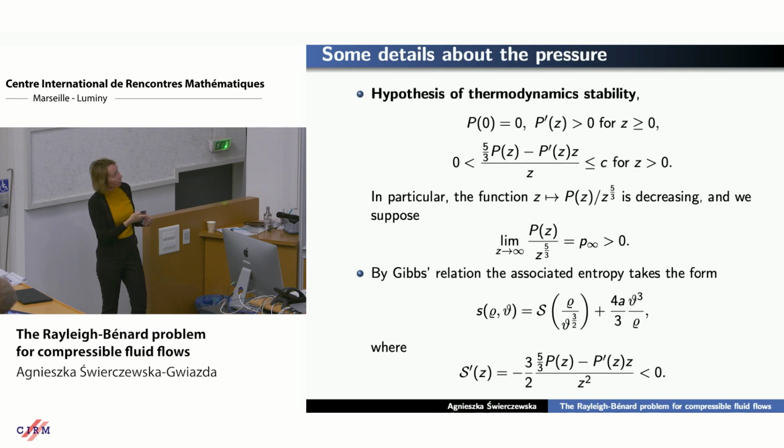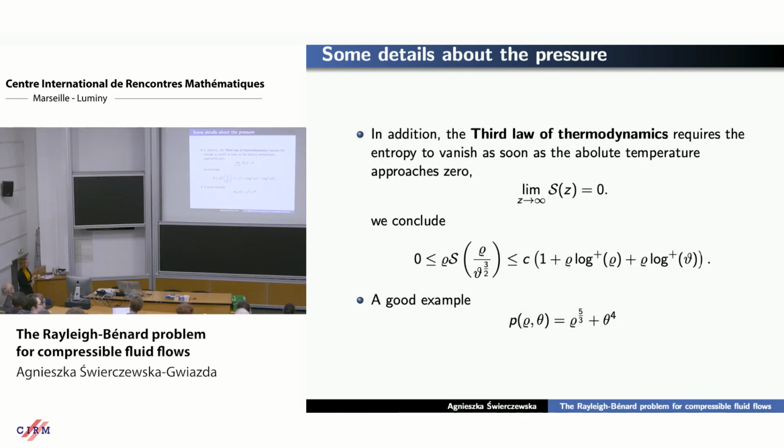Okay, about the pressure, I think I will skip it. I only wanted to underline that a good example for our pressure is like rho to the power 5/3 plus theta to the power 4. This 5/3 is a nice exponent, and we're happy to have it, not something strictly smaller than 5/3.